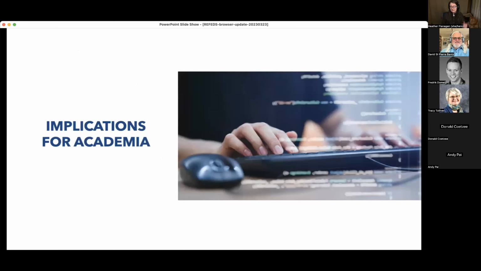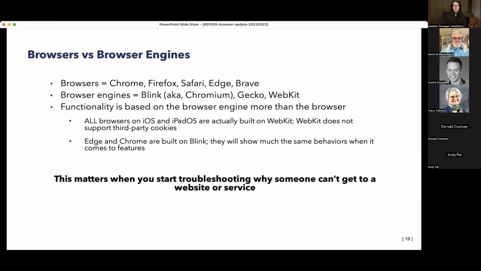Well, what does that mean for academia? Because that's largely the community that's here today. Well, first, and I know many of you know this, but keep in mind, if you have to support end users, that there is a difference between what browser they're using and what browser engine they're using. Your browsers are your basic Chromes, Firefox, Edge, Brave, Safari, fine, but they're built on top of particular browser engines. Blink, which is also known as Chromium, Gecko, WebKit, those are the big three.